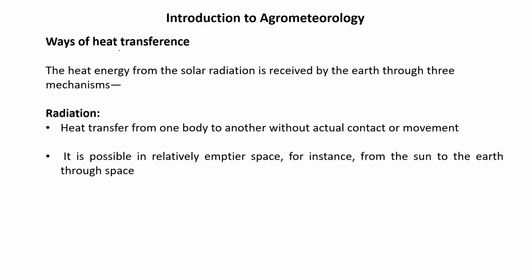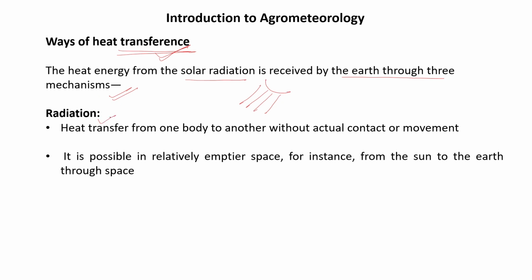Ways of heat transference. When a substance gets heated, it transfers heat. And how does it happen? The heat energy from the solar radiation is received by the earth through three mechanisms. So solar radiation reaches the earth by three mechanisms.